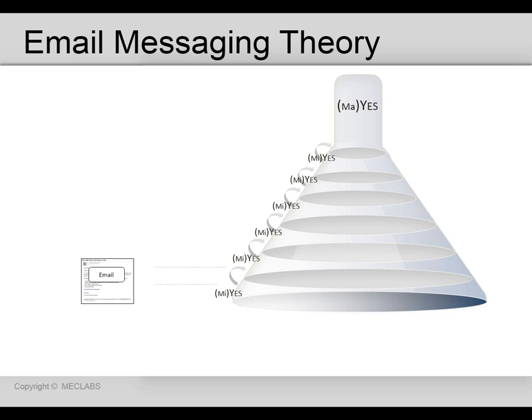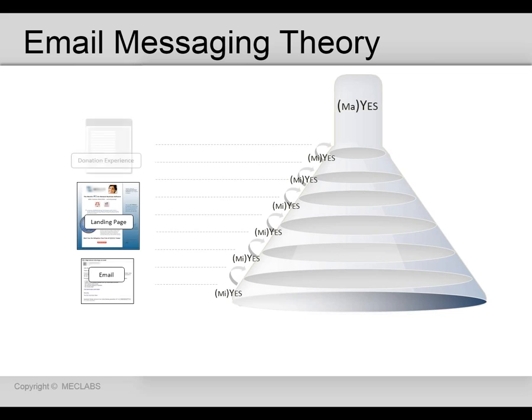So if we think in terms of the context of email marketing, first, somebody has to open our email, they have to click on our email, they have to arrive at our landing page. Once they get to our landing page, maybe they have to go through a series of forms and different devices that they need to navigate in order to give a donation to our organization. So we see that there's a series of micro yeses that lead to the macro yes.